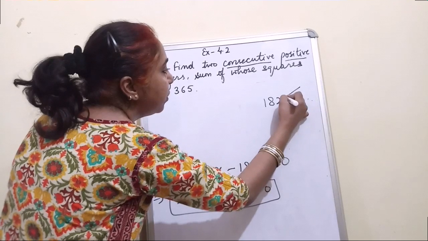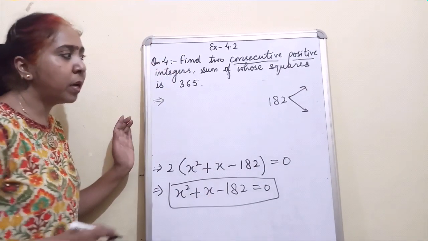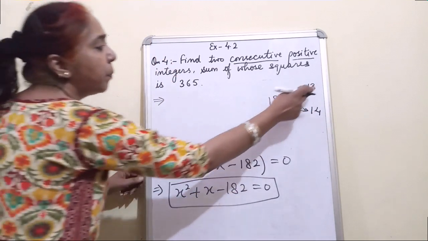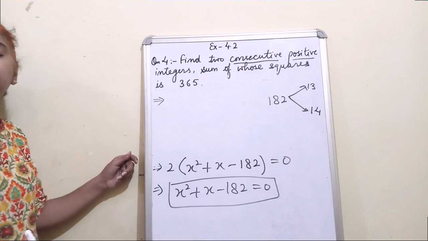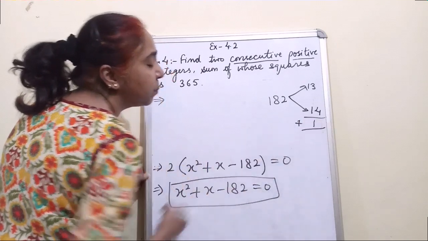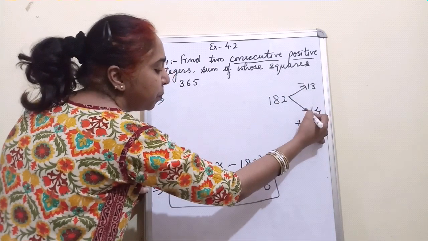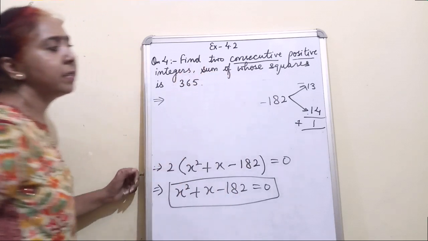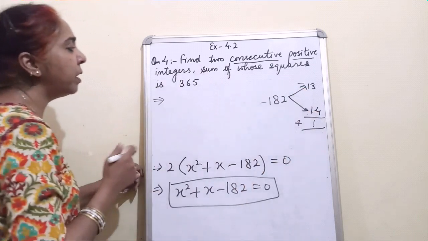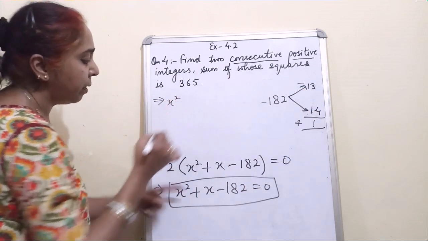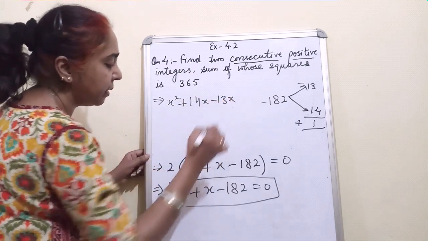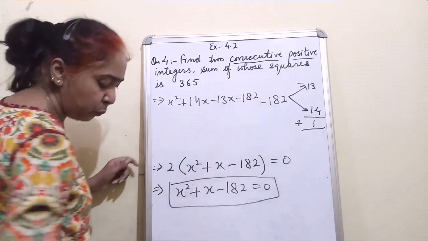The factors of 182 whose difference is 1 are 13 and 14. Can you check the product of 13 and 14? Is it 182? But I want the middle term as plus 1, so the larger factor should be plus and the smaller one minus, and the product will be minus 182. So definitely the factors are minus 13 and plus 14. So I can write here x square plus 14x minus 13x and minus 182.